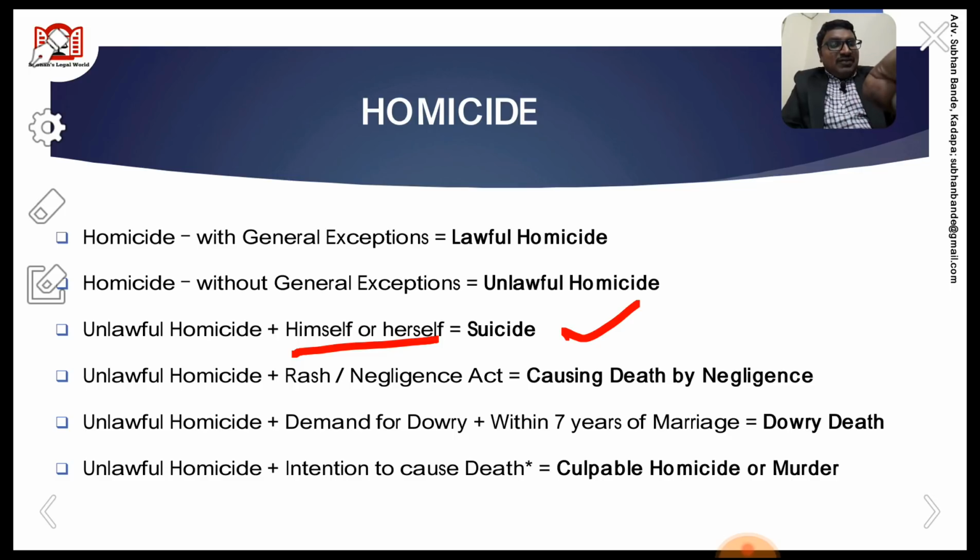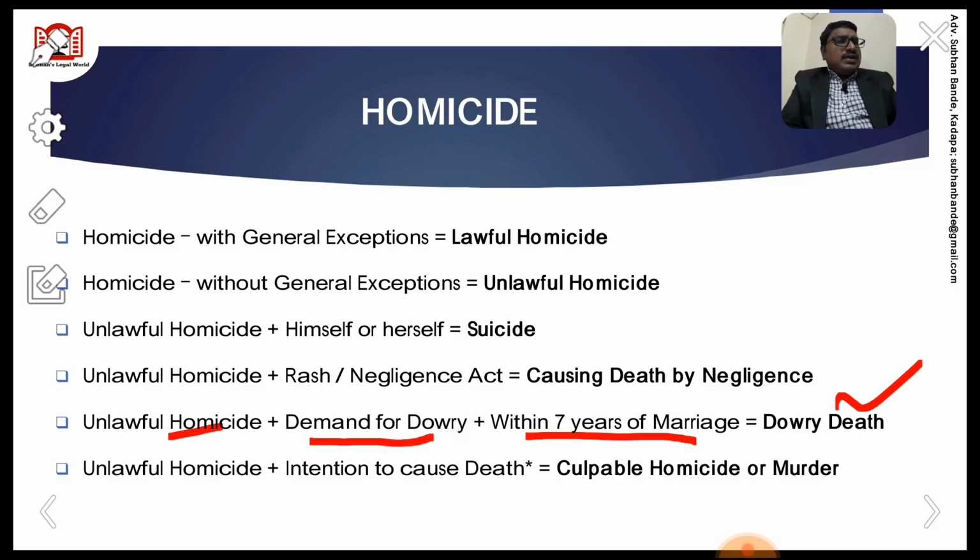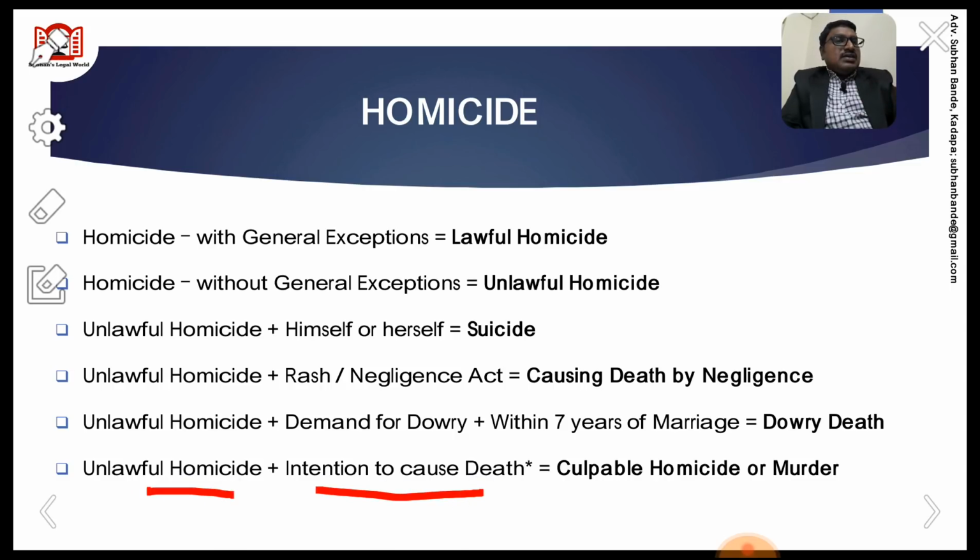An unlawful homicide with a rash and negligent act is causing death by negligence. An unlawful homicide for the demand for dowry within 7 years of marriage is dowry death. It is also a kind of unlawful homicide. The unlawful homicide with intention to cause death is either a culpable homicide or murder. Murder is a form of culpable homicide.